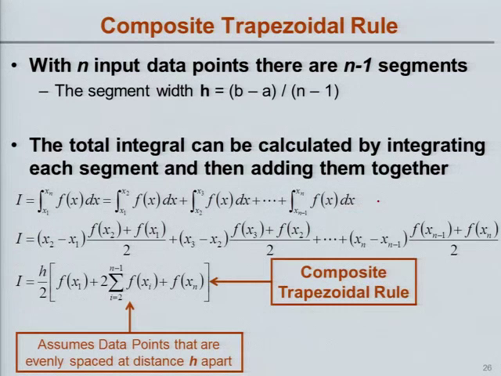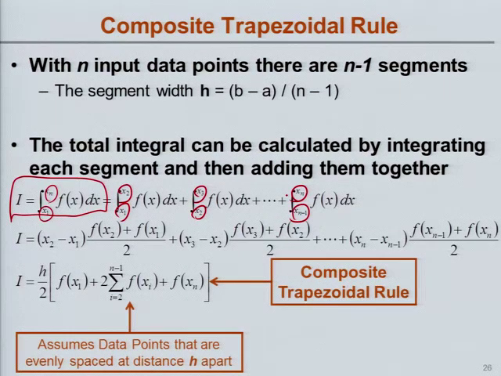If we keep on going through that process, we end up with something that looks like this. We have an integral that we're trying to do from x1 to xn, and we split it up into a whole bunch of little segments. So an integral from x1 to x2, integral from x2 to x3, etc., integral from xn minus 1 to xn.